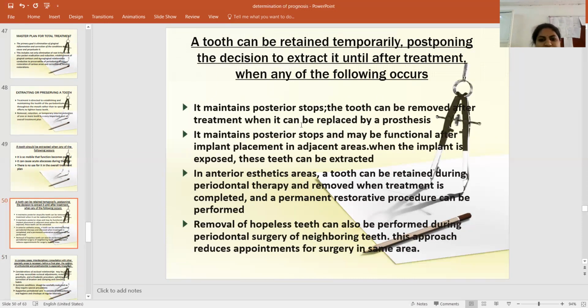In anterior aesthetic areas, a tooth can be retained during the periodontal therapy and removed when the treatment is completed and the permanent restorative procedure can be performed. Removal of a hopeless tooth can also be performed during periodontal surgery of a neighboring tooth, and this approach reduces appointments for the surgery in the same area. So you have to remove the hopeless teeth, and basically this aids in function, because you get more accessible areas, and it also reduces the appointments for the surgery in the area.